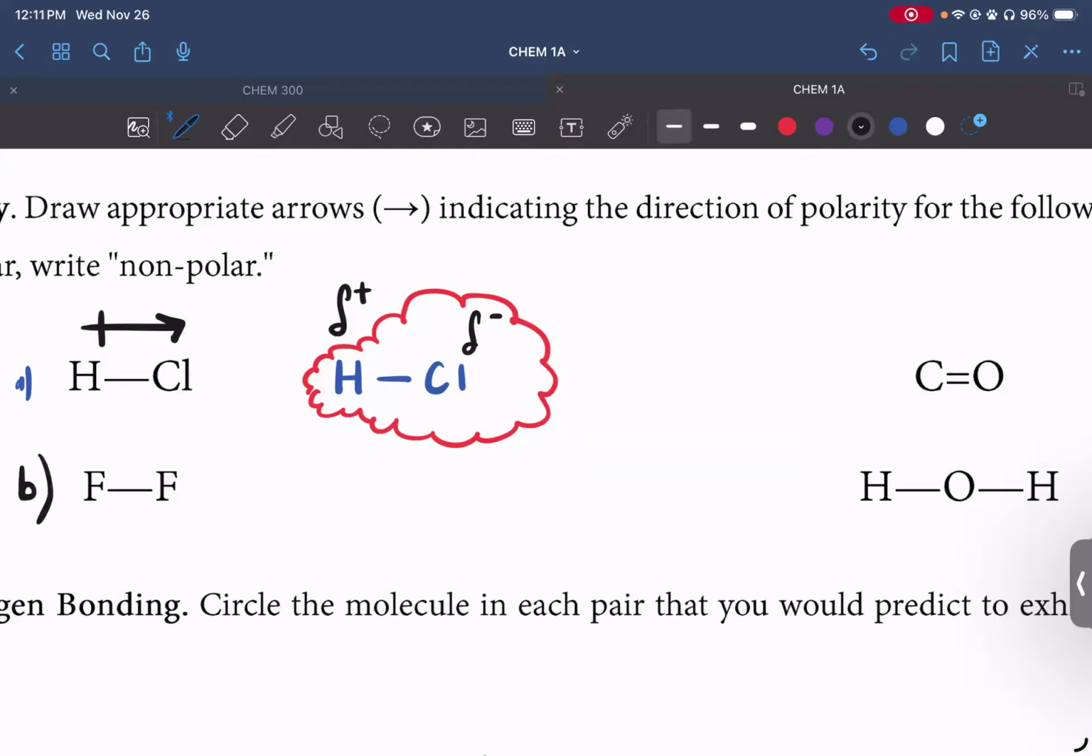Trying the next one, F-F. Something we should immediately notice is that these are identical atoms. Identical atoms are predicted to love electrons identically. If they love electrons identically, that means there would be no uneven sharing of electrons. In other words, if I were to draw the cloud, to the best of my abilities, it would look like a symmetric cloud. This is what we describe as a nonpolar molecule.